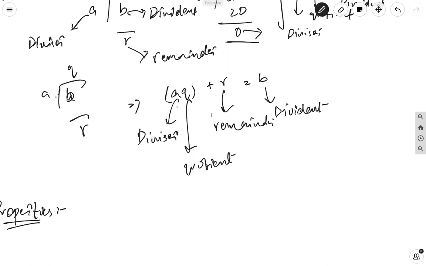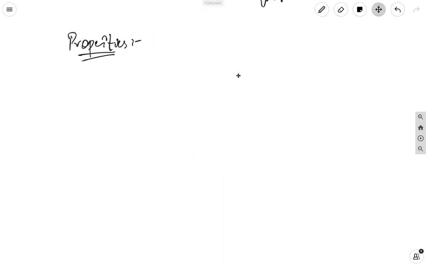I just revised what I told earlier, that the actual form, the way of making the equation, is divisor into quotient plus remainder is equal to dividend. That is what I told earlier, right? Should I proceed forward? Yes. Okay. So there are certain properties.